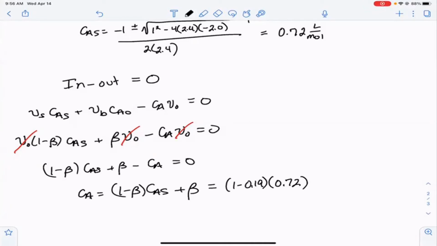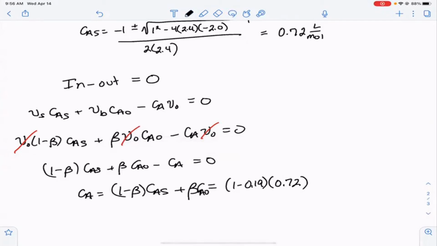I apologize. I made one little mistake right here. I'm sorry about that. I dropped the CA0. Right, CA0, that's also beta times CA0. And I'll give you guys a second to catch up here, in case you have to go back and make changes in your notes.